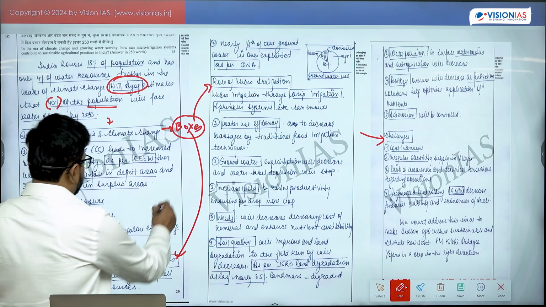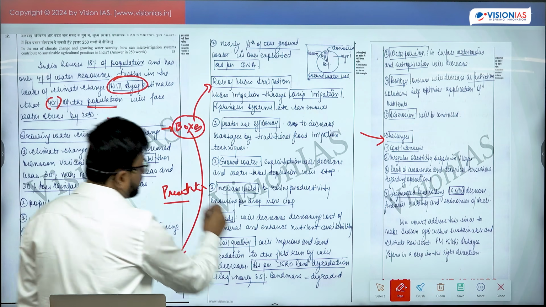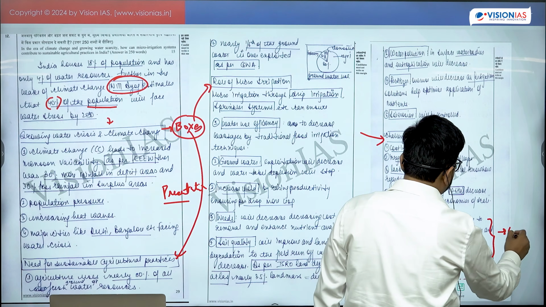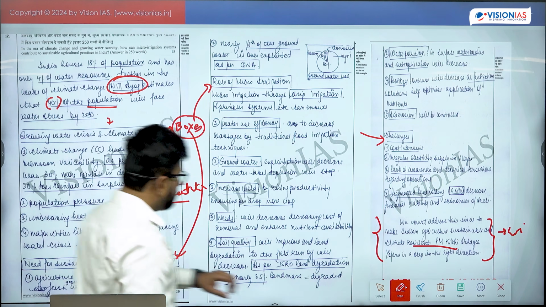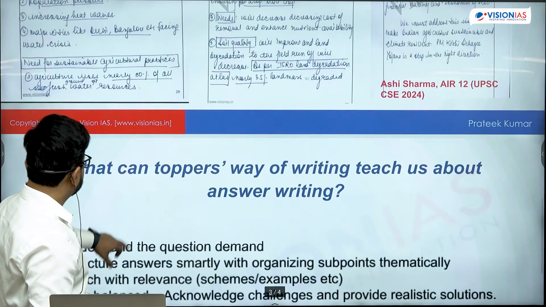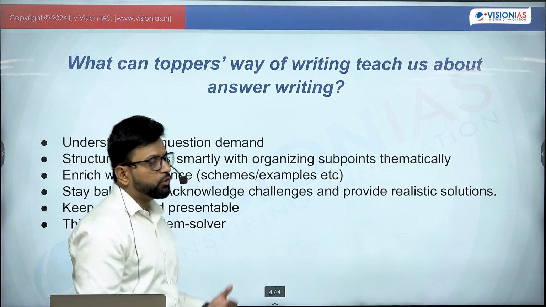So this is all about presentation, and the conclusion itself is also very positive in nature. It is linking with the government scheme, right? So this is the overall takeaway from the topper's copy. Let me just summarize it. What can the topper's copy or way of writing teach us about answer writing?